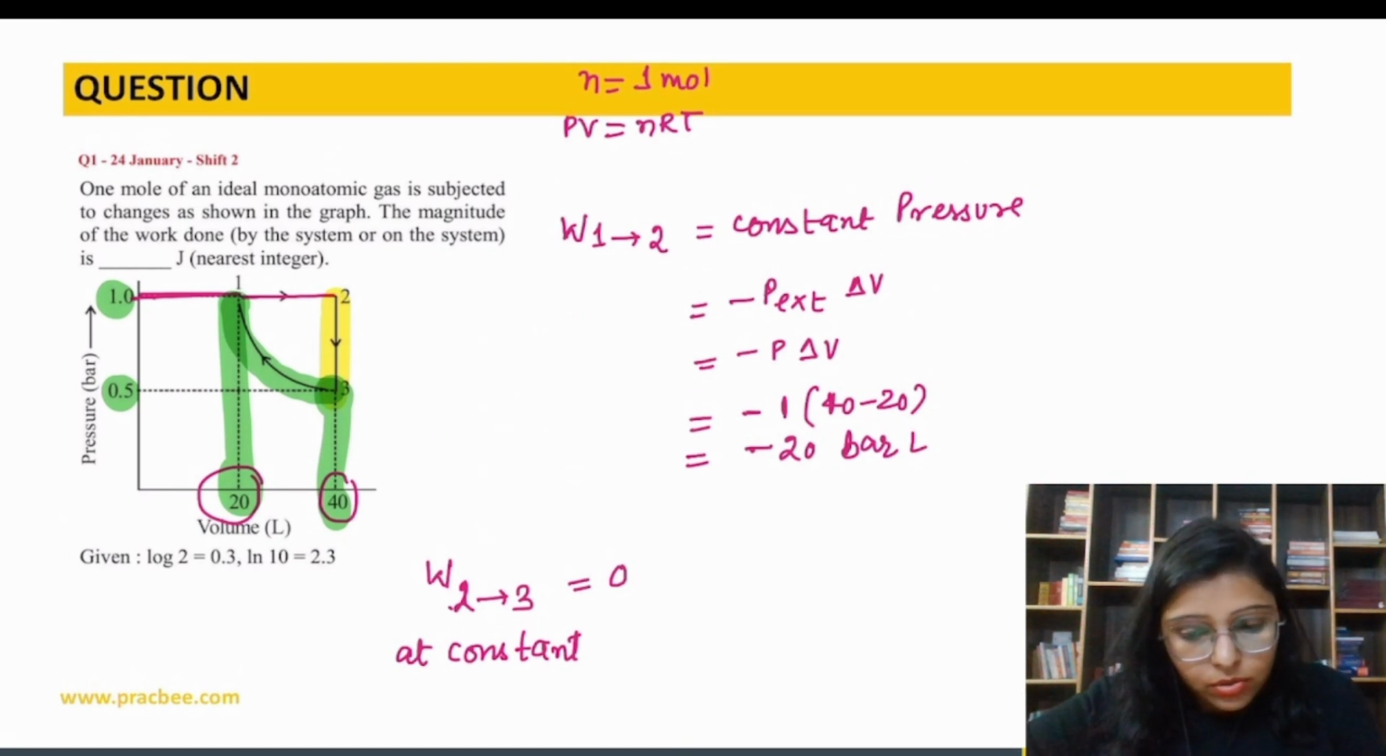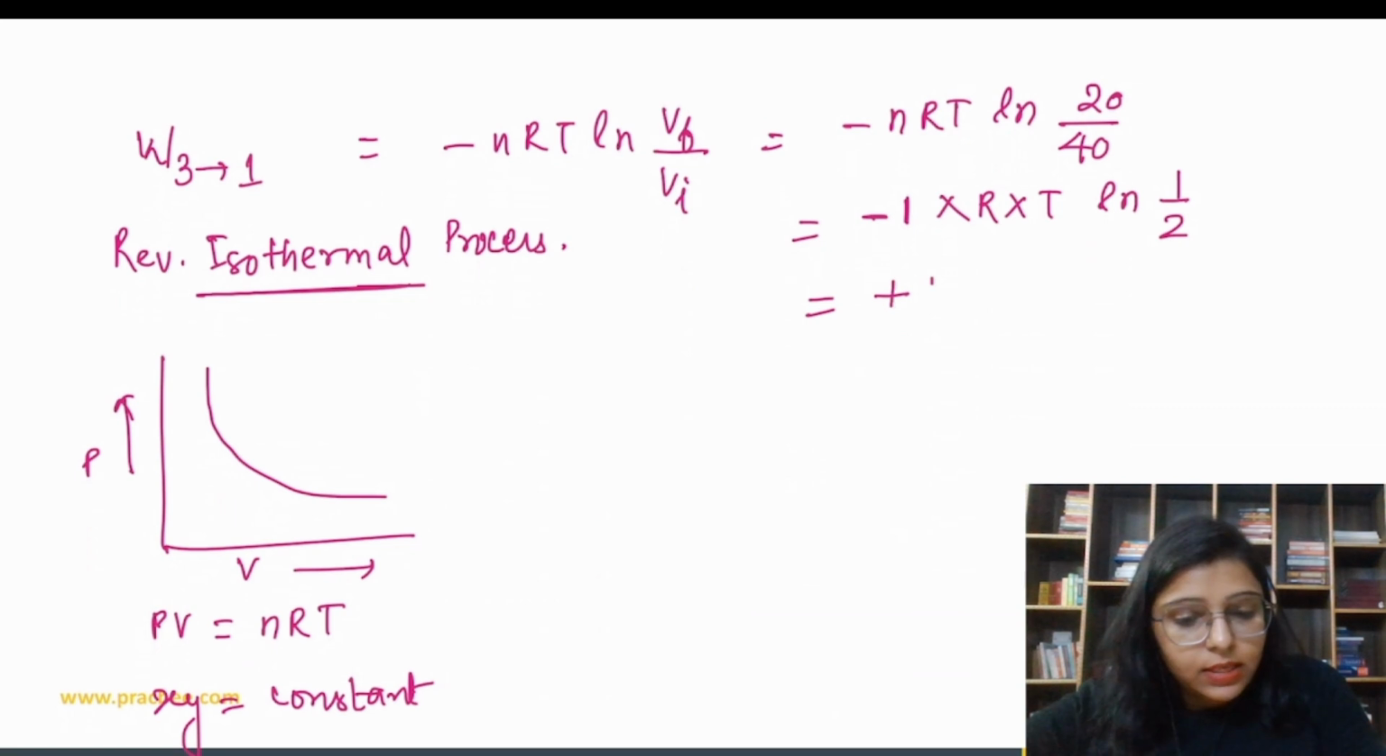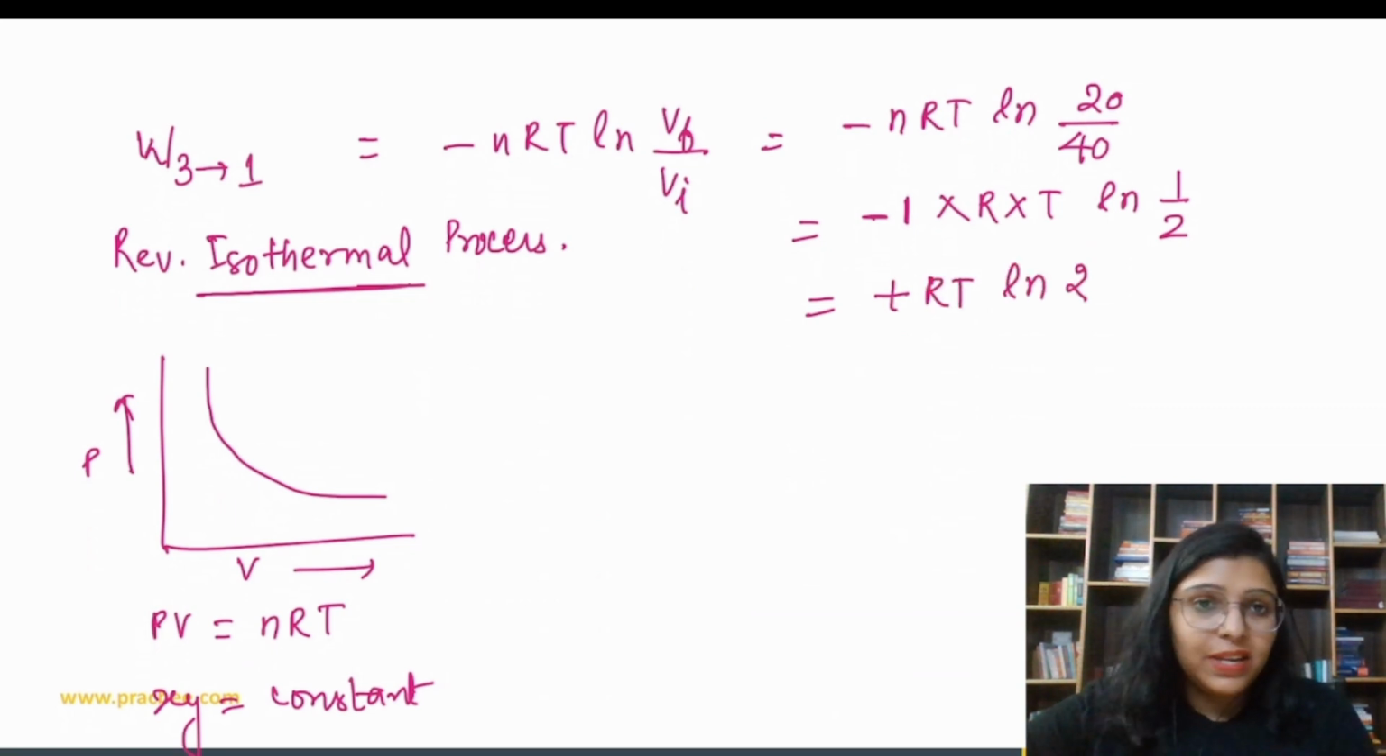Okay. So we can say that nRT ln(1/2), or we can say plus RT ln 2. Now how to solve this, that is, how to find the value of R and T, if it is not given? So we have to find out something now. So how to find out RT?